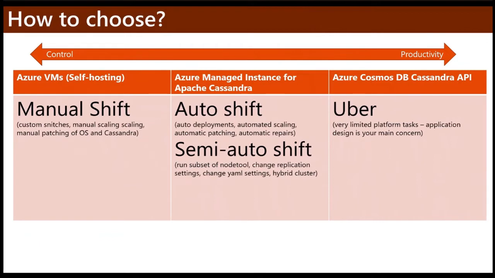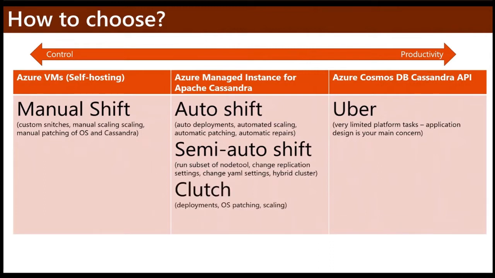So you're pretty much managing almost everything. But to carry the analogy further with cars, there'll always be a few things, like with a semi-auto shift, the system still controls the clutch, and I guess the equivalent of that on the Cassandra side would be things like deployments, operating system patching, and scaling.